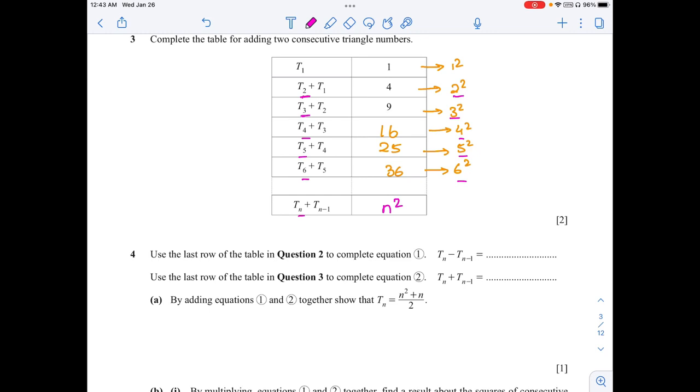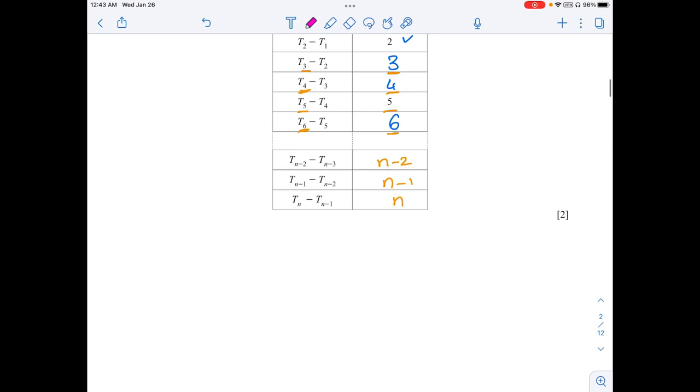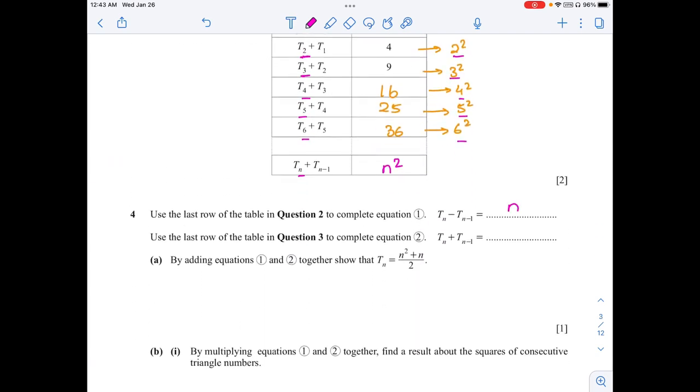Use the last row of the table in question number 2 to complete Tn minus Tn minus 1, Table 2. Tn minus Tn minus 1 is n. Use the last row in the table in question number 3. So it is going to be nothing but what? n square, the last row.